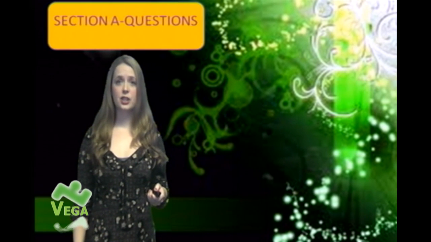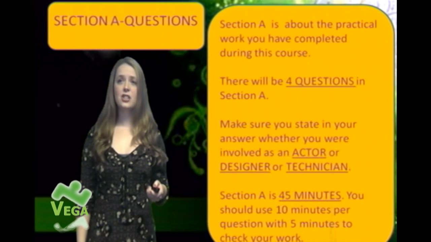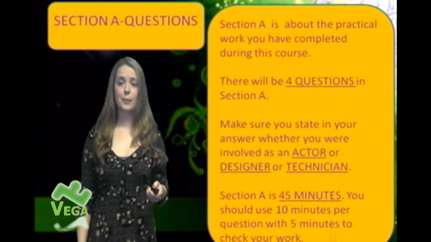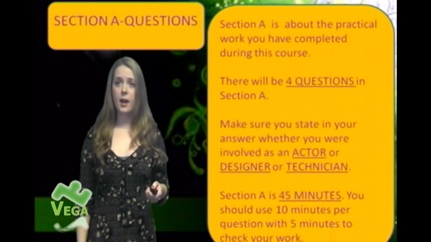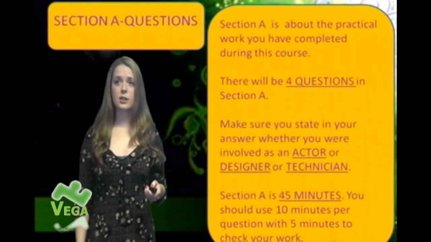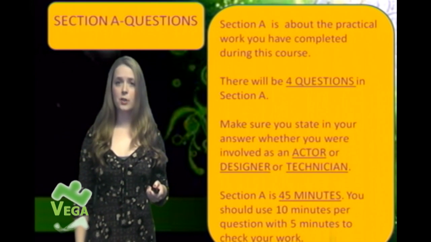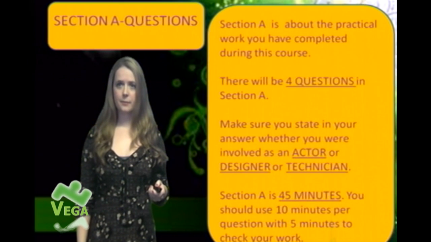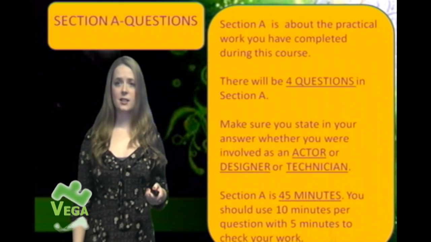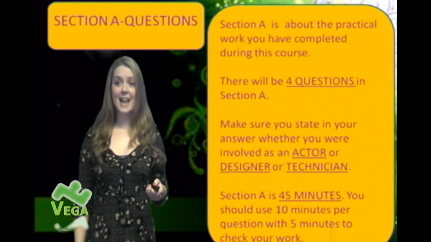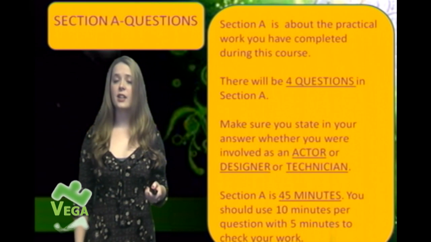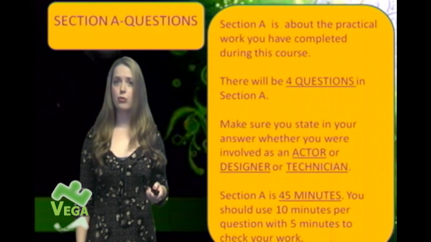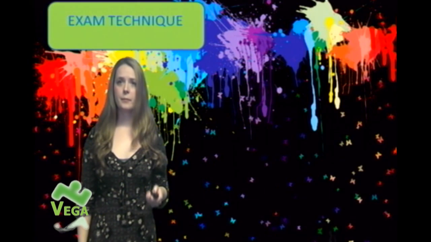Okay, section A questions. Section A is about the practical work you have completed during this course. There will be 4 questions in this section. Make sure you state in your answer whether you were involved as an actor, a designer or a technician. The majority of you will be actors. Section A is 45 minutes. You should use 10 minutes per question because there are 4 questions, and then use the remainder, 5 minutes, to recheck your work and check your spelling.